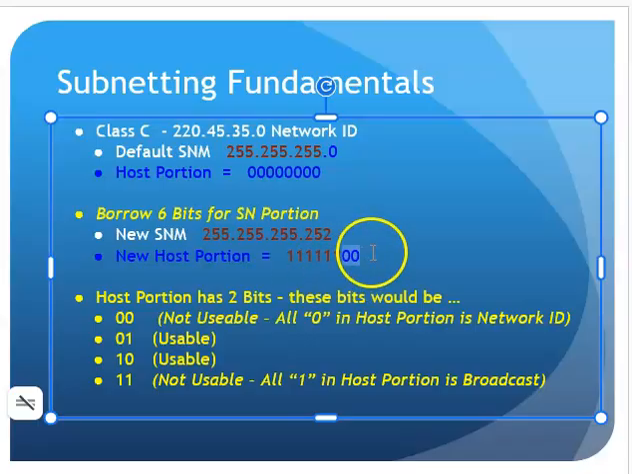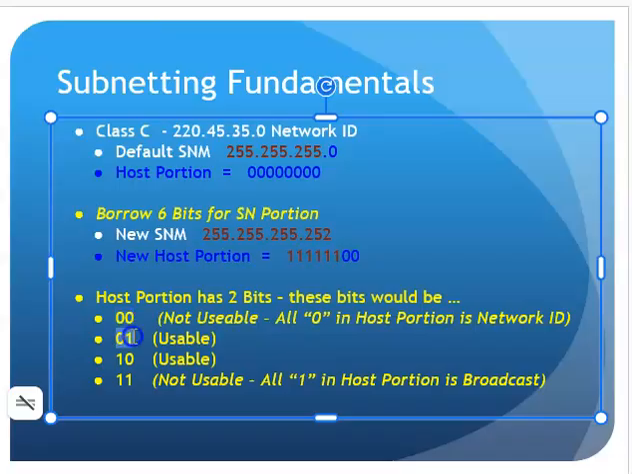Well, if I look at those 2 bits, and I write out all the combinations, 00, 01, 10, 11, I literally count it up in binary: 0, 1, 2, 3. That's what I'm doing right there. Well, if I remember my rules, the 00 would be a network number. All zeros in the host portion would be a network number. That's a network ID. I can't use it.